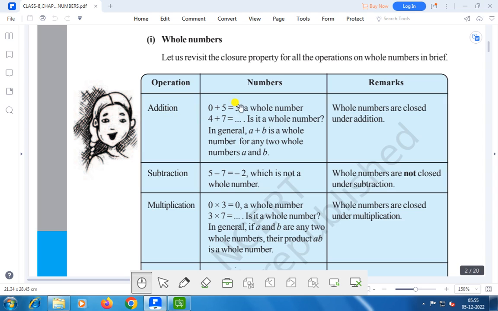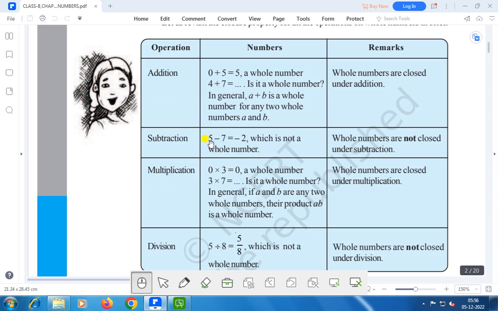Operation addition: 0 plus 5 equal to 5, a whole number. 4 plus 7 is equal to 11. Is it a whole number? In general, a plus b is a whole number for any two whole numbers a and b. The whole numbers are closed under addition. That means whole numbers are closed under addition, that is, a plus b is a whole number for any two whole numbers a and b.